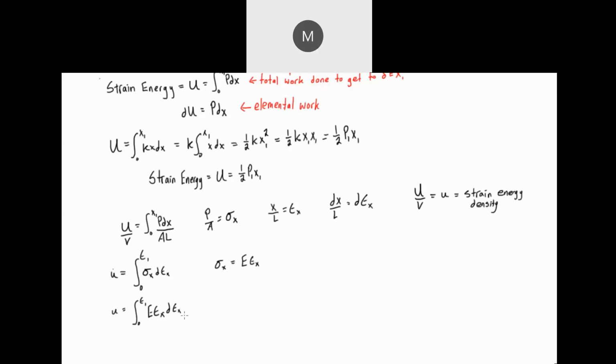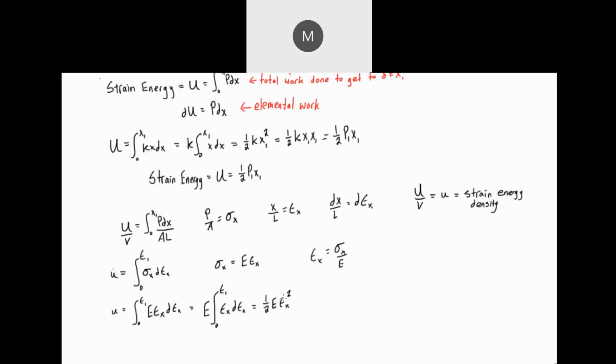Okay, so we'll pull out the capital E here, as it is a constant. So we have E times the integral from 0 to epsilon 1 of epsilon x d epsilon x, and this basically just simplifies to 1/2 E epsilon x squared. Now, with Hooke's law, again, we can just rearrange this. So epsilon x is just going to be equal to normal stress over E, just like that.